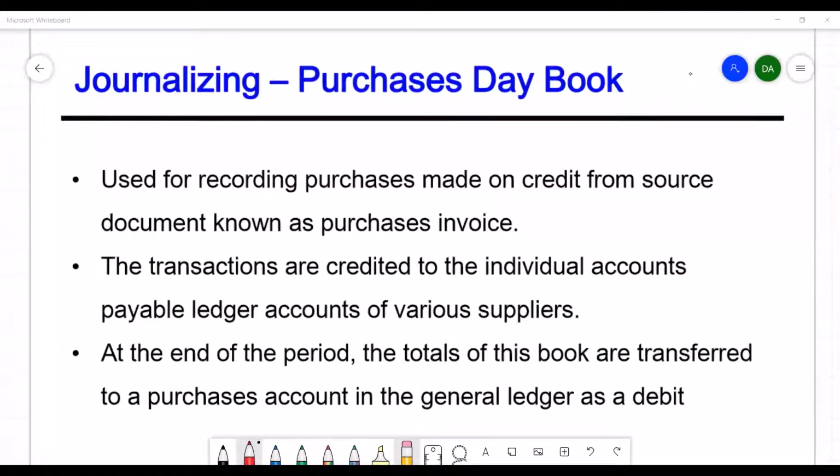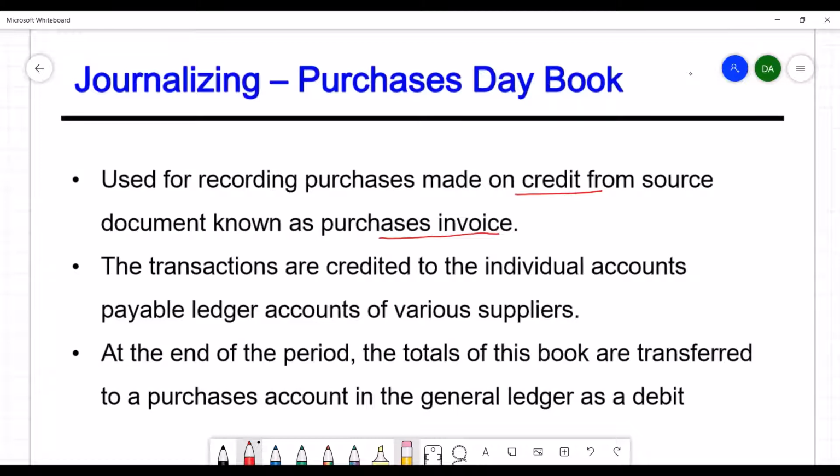The next journal is known as purchases daybook, which is used to record credit purchases from a source document known as purchases invoices. These are invoices issued by various suppliers who have supplied goods on credit or services on credit. These transactions usually are credited to individual accounts payable accounts of various suppliers in the books of the business. At the end of the period, the totals in the book are transferred to the purchases account in the general ledger and usually debited in the purchases account.